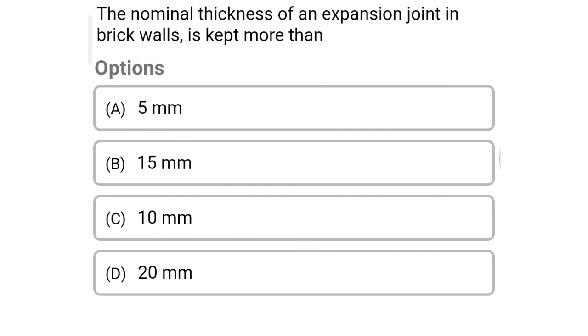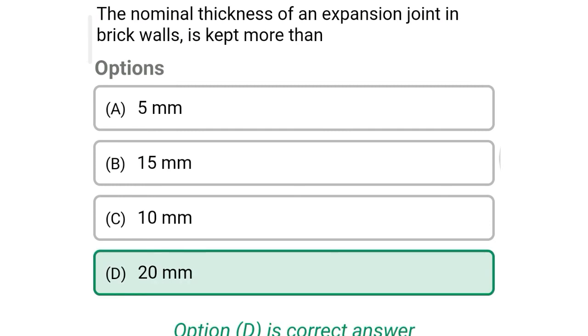So next question, the nominal thickness of the expansion joints in brick walls is kept more than option A 5 mm, option B 15 mm, option C 10 mm, option D 20 mm. So the correct answer is option D 20 mm.